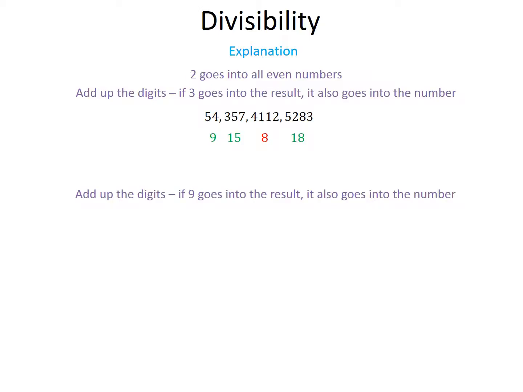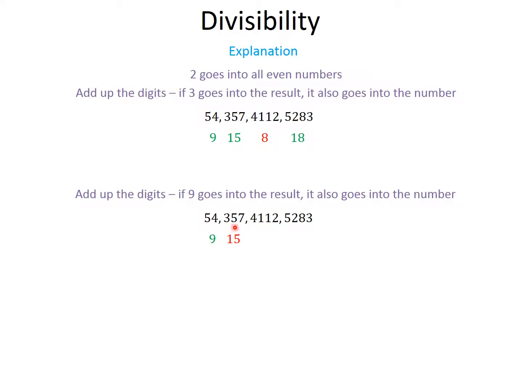Now, 9 is very similar. For 9, if you add up the digits, this time 9's got to go into it. So exactly the same idea as for 3, this time 9's got to go into it. We'll have the same numbers there, and the first one added up to 9. 9 goes into 9, so that's all good. However, 9 does not go into 15.